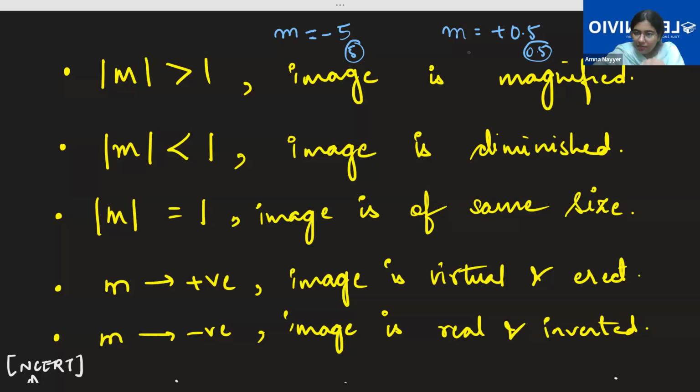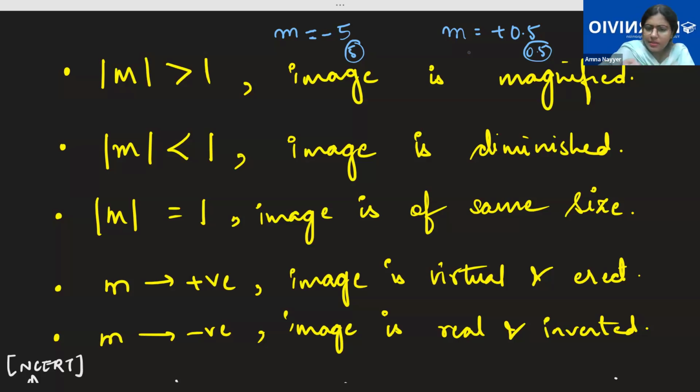If it is less than 1, it will be diminished. If it is exactly equal to 1, the image will be exactly of the same size as the object. And if it is greater than 1, then enlarged. Now, what do we do with the signs? Signs will tell you whether it's virtual erect or real inverted. If the sign is negative, then real and inverted, because of course it is formed below the principal axis. And if it is positive, then virtual and erect. So by calculating the magnification, you will get the rest of the details.